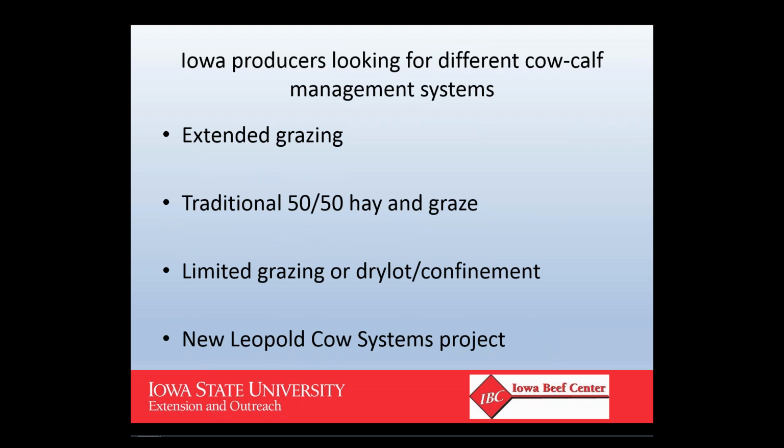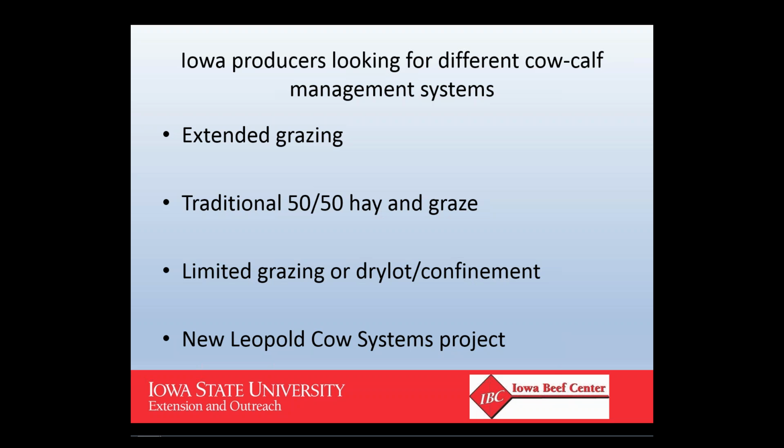Then the other thing in our area is we've got a lot of people looking at different models of how to do cow-calf production too. That includes extended grazing, which would be using a combination maybe of cornstalks and stockpile grazing. We have producers that actually graze almost year-round. Our traditional program would be to graze about half the year and then feed them with stored feed the other half, and that typically has been hay. Then there's limited grazing or drylot confinement, and that's growing amazingly fast.